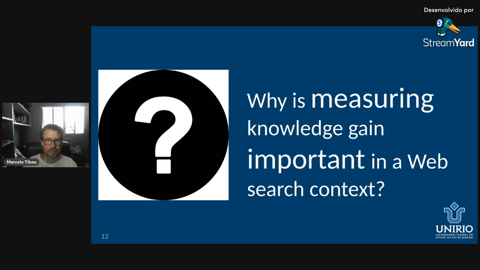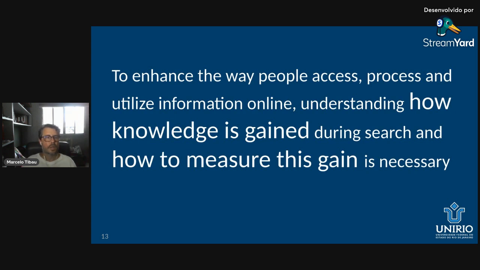But why is measuring knowledge gain important in a web search context? Because to enhance the way people access, process, and utilize information online, understanding how knowledge is gained and how to measure this gain is necessary. I would add that it is pivotal, very important in a learning context.